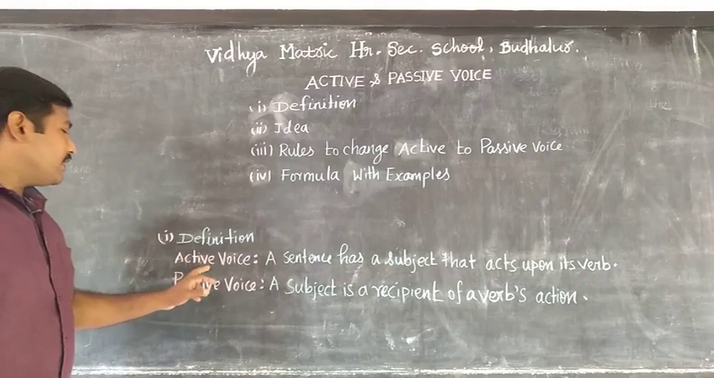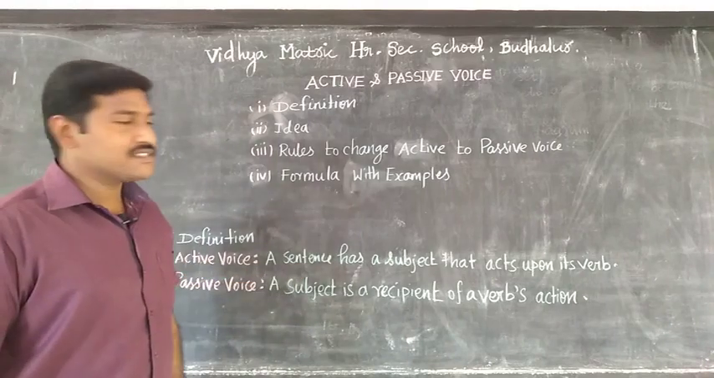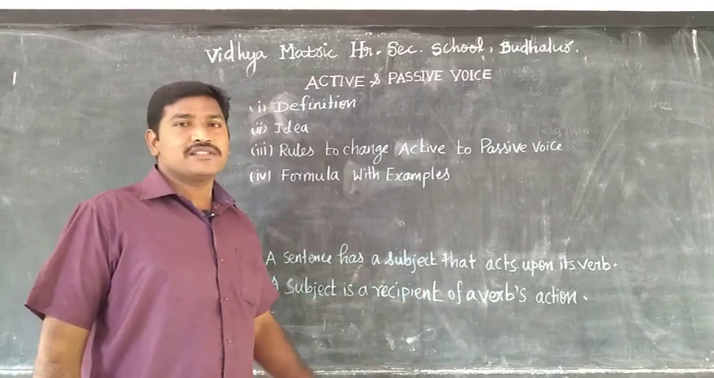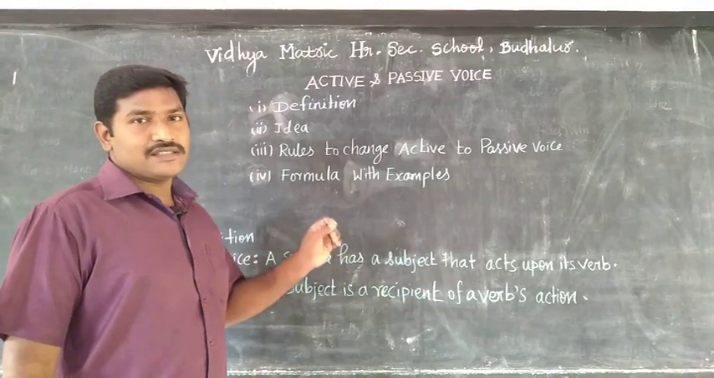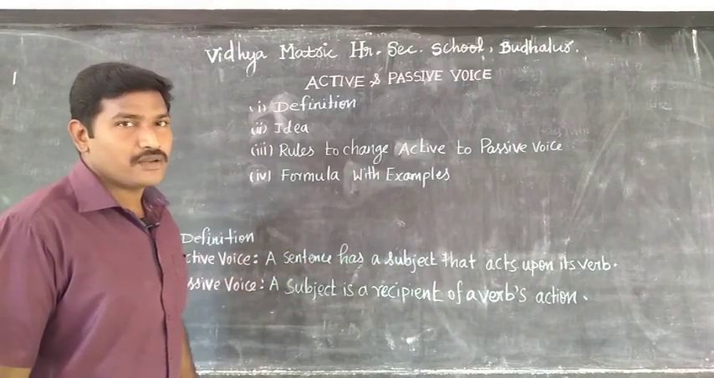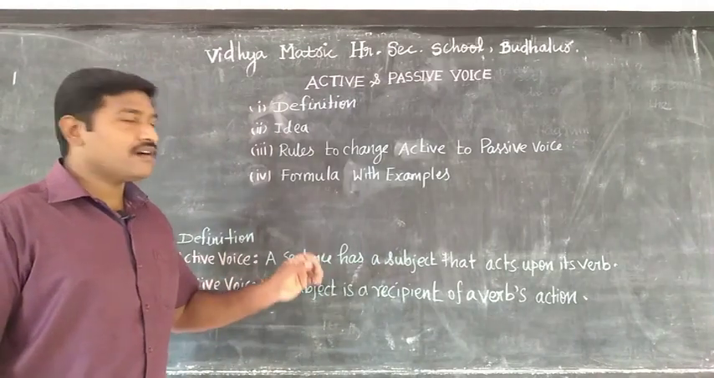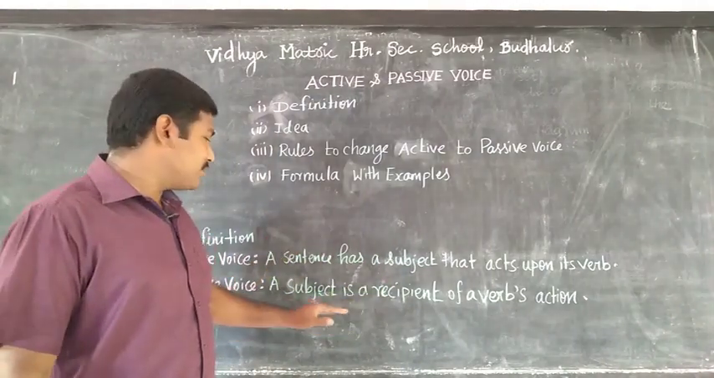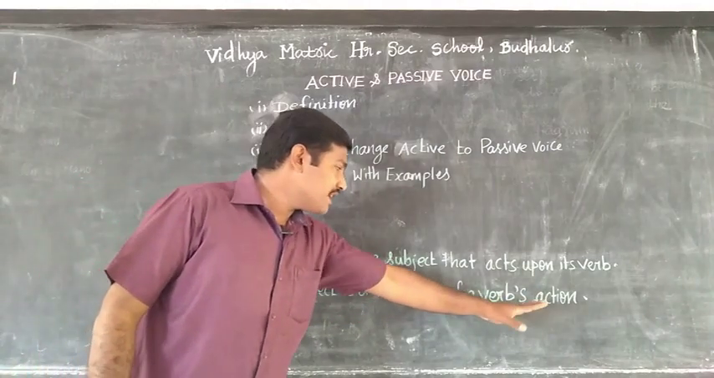What is active voice and what is passive voice? Active voice: a sentence has a subject that acts upon its verb, that is called active voice. Passive voice: a subject is a recipient of a verb's action.